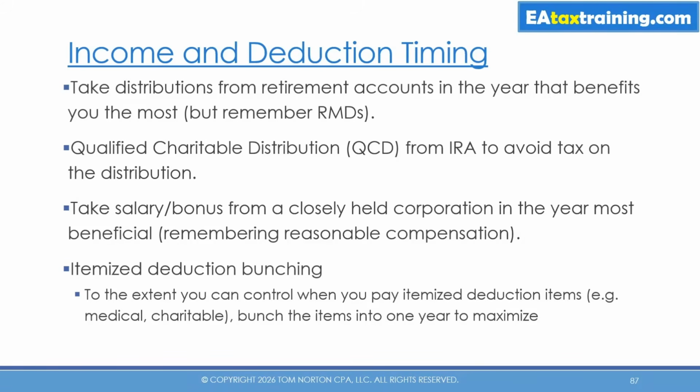So the standard deduction these days historically is very high. So what you might do is say, okay, let's get as many deductions as we can into 1 year and we'll itemize deductions. And then the next year we'll take advantage of the standard deduction. So that's the types of things you can do with itemized deduction bunching.